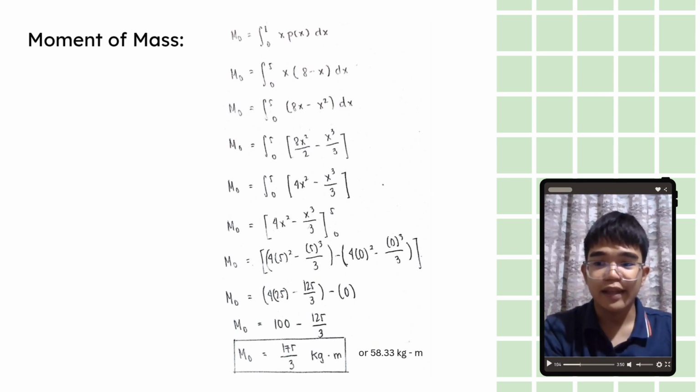We calculate, and that would give us 4 times 25 minus 125 over 3 minus 0. So we will have 100 minus 125 over 3. So the moment of the mass is 175 over 3 kilograms times meters, or approximately 58.33 kilograms times meters.